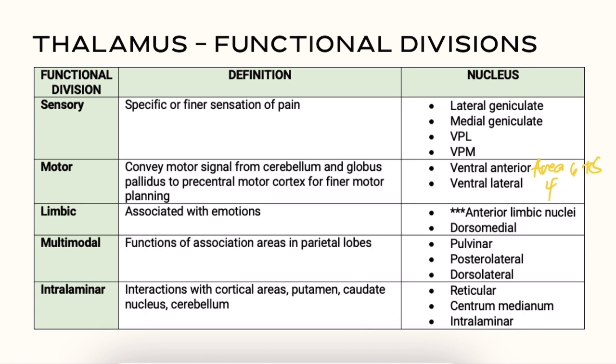And then we have our limbic, which is associated with emotions. And we have an asterisk right here. This is our anterior limbic nuclei, which is interposed between the mammillary nuclei. And this is responsible for the recollective or episodic memory. Let's write that down here. Episodic memory. Okay. And then we have your multimodal, your pulvinar, posterolateral, and dorsolateral. And finally, your intralaminar with your reticular, your centrum medianum, and your intralaminar.